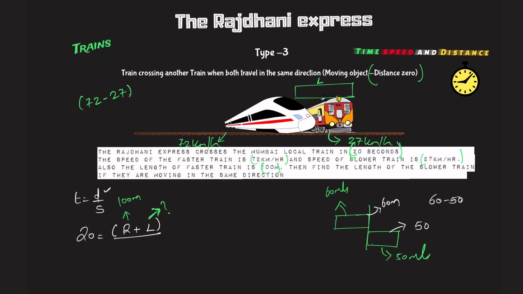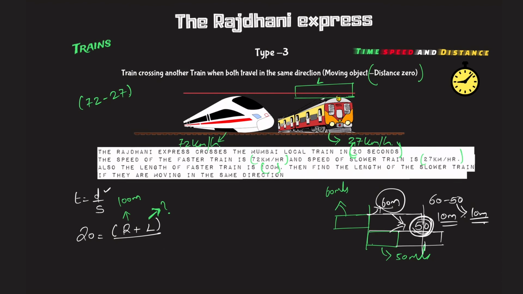Because if this train is moving ahead by 50, and this train is moving ahead by 60, as a resultant it went ahead of this train only by 10 meters. Because if this is going by 60, this is also going by 50. So if this is chasing this, it went ahead only by 10 meters. So that's why you subtract the speed when two trains are traveling in the same direction. So I'll subtract the speed as 72 minus 27.